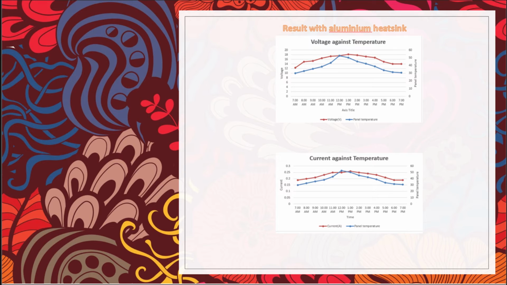And then I will explain the result with aluminium heatsink. For the voltage against temperature, the graph showed that the highest value for voltage was 80.1 volt when the temperature value was 50.2 Celsius at 1 p.m. For current against temperature, the graph showed that the highest current value is 0.26 ampere when the temperature on the panel achieved 50.2 Celsius.